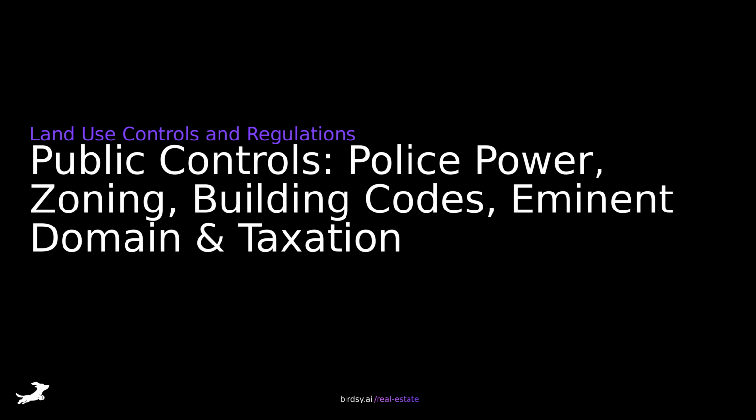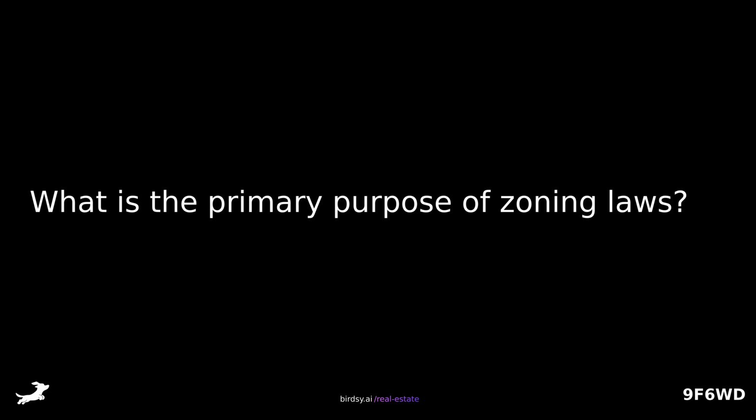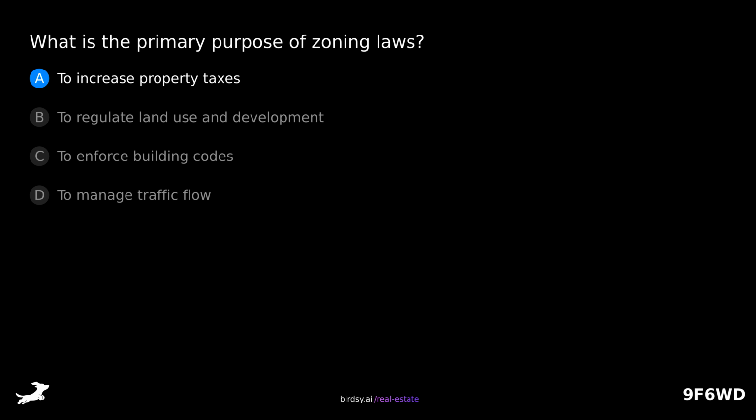Land use controls and regulations. Public controls: police power, zoning, building codes, eminent domain, and taxation. What is the primary purpose of zoning laws? Is it A. To increase property taxes, B. To regulate land use and development, C. To enforce building codes, or D. To manage traffic flow? The answer is B. To regulate land use and development.